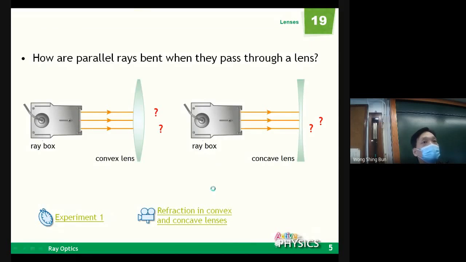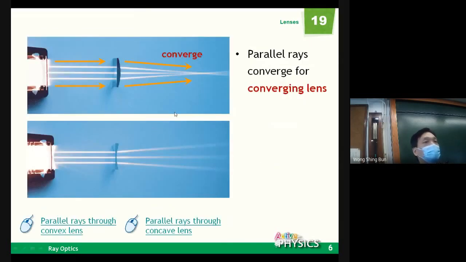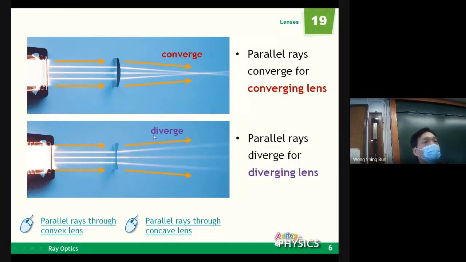Now look at this picture again. If you can see that three light rays come together, then this one we will say converge. How about the other one? We will say diverge, meaning spreading out. Okay. This one is a simulation.